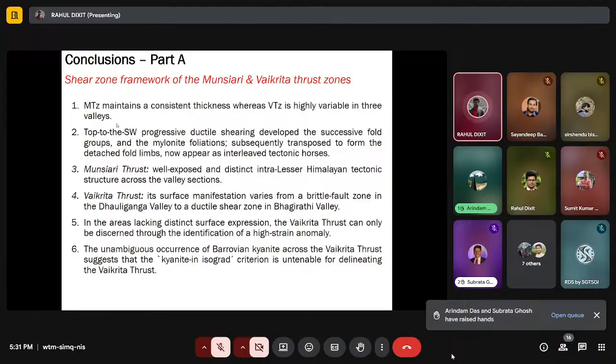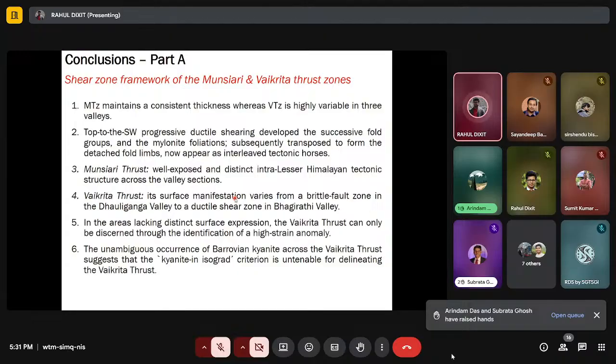Second, the nature of the Vakrita thrust. As I pointed out, this Vakrita thrust shows a variable surface manifestation. It shows both brittle deformation and ductile characteristics, depending on what level the Vakrita thrust is exposed and what sort of deformation has been there.